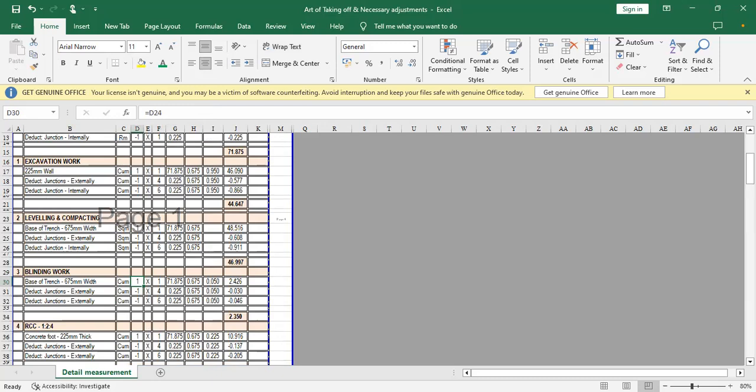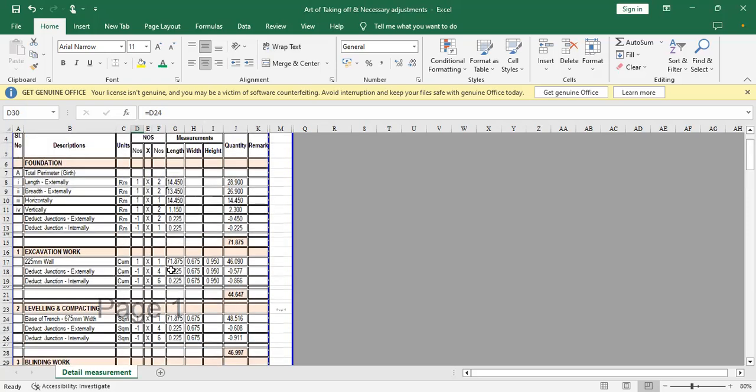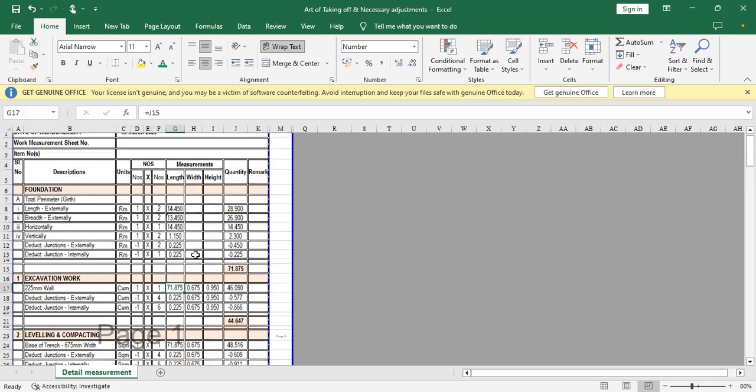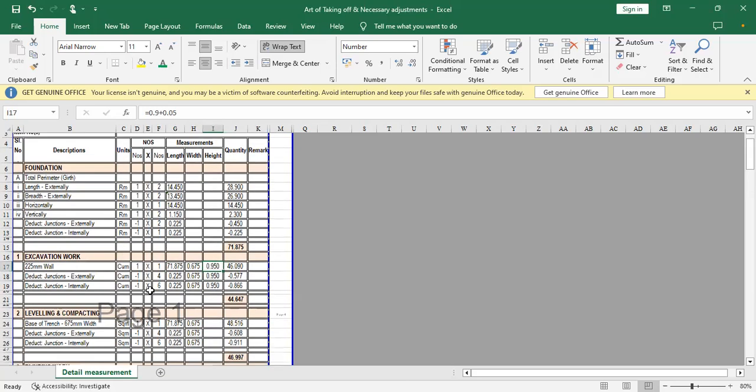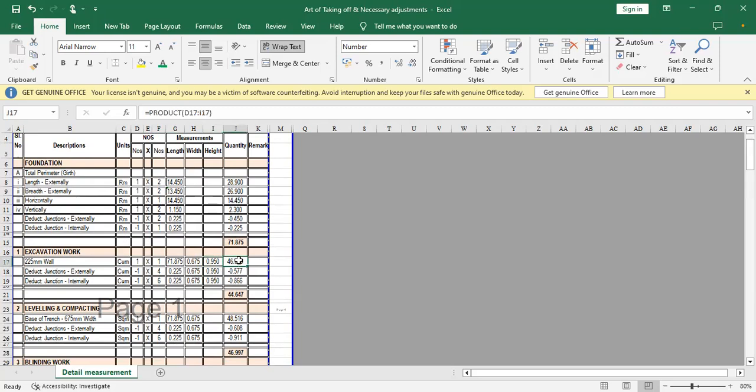Now, another form of adjustment we may mention is adjustment to balance backfilling quantity. In order to determine our backfilling quantity, we need to first get our excavation, using our girth of 71.875, the width of 675, and depth of 950 mm. So this gives our gross excavation quantity of 46.095.